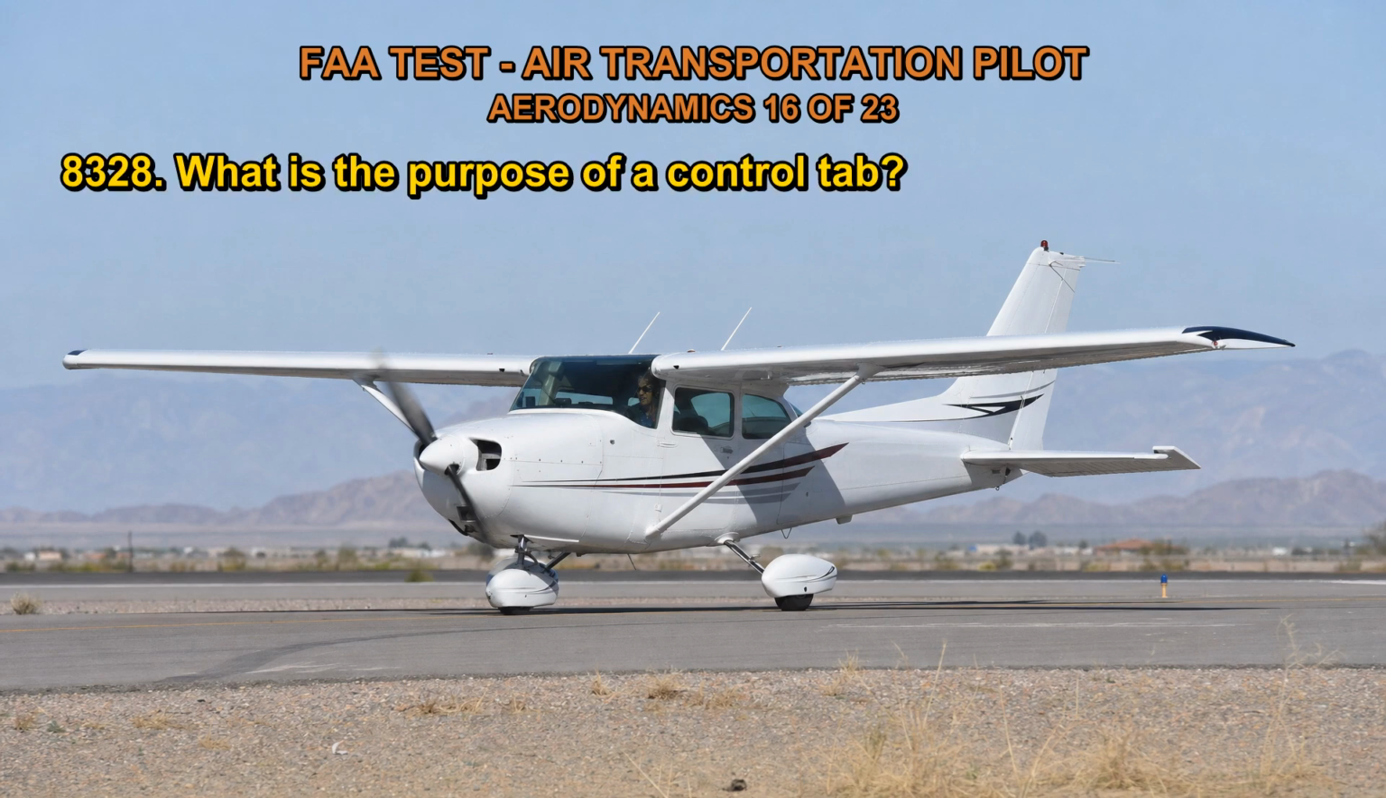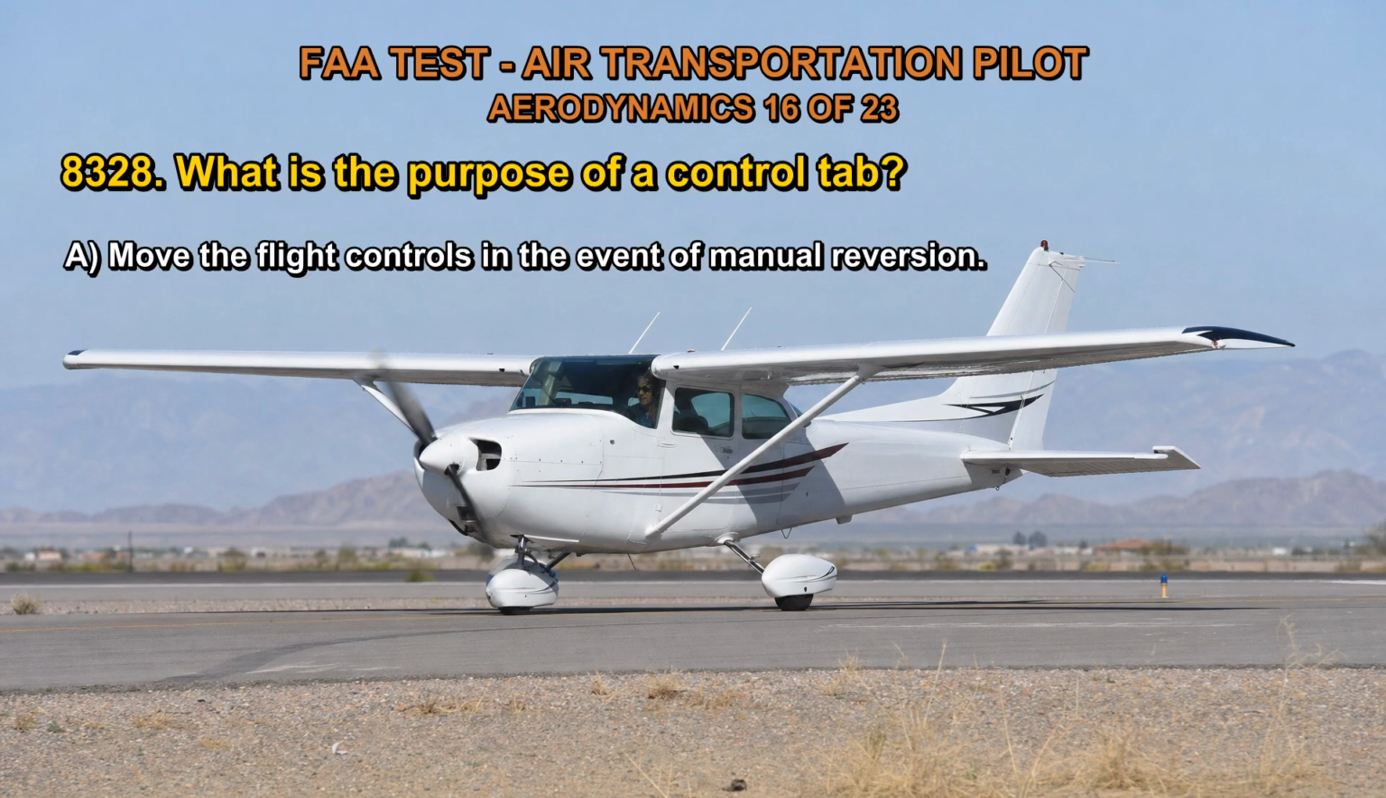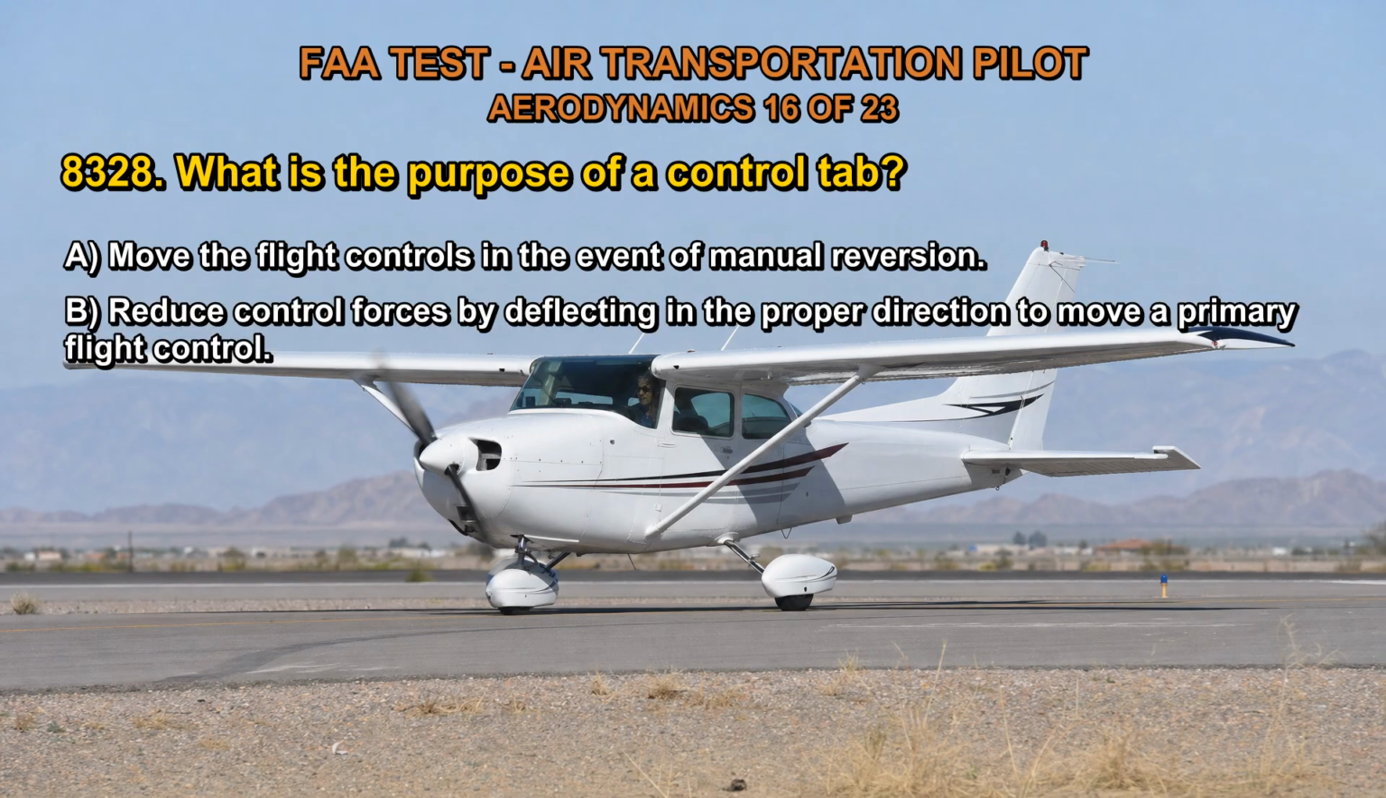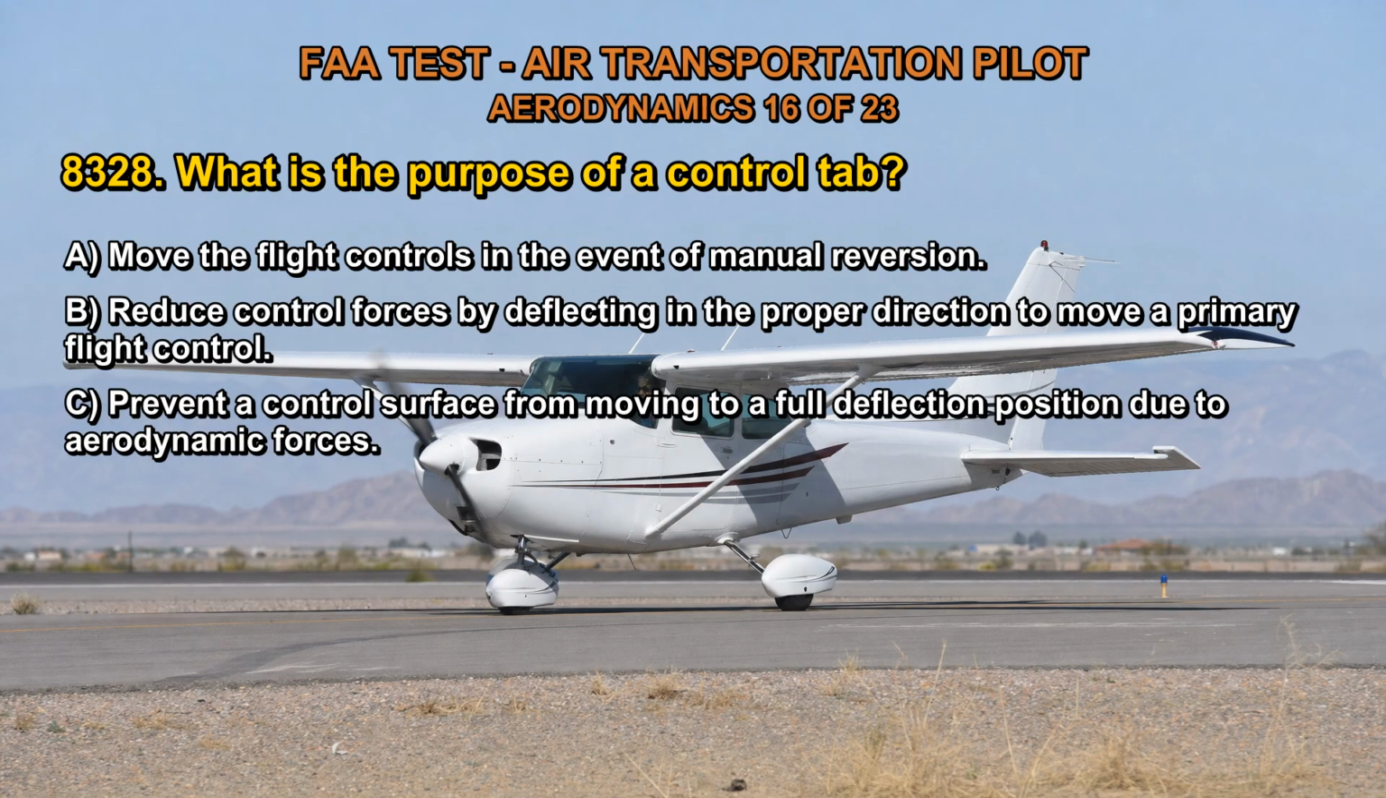Q8328. What is the purpose of a control tab? A. Move the flight controls in the event of manual reversion. B. Reduce control forces by deflecting in the proper direction to move a primary flight control. C. Prevent a control surface from moving to a full deflection position due to aerodynamic forces. The correct answer is A.